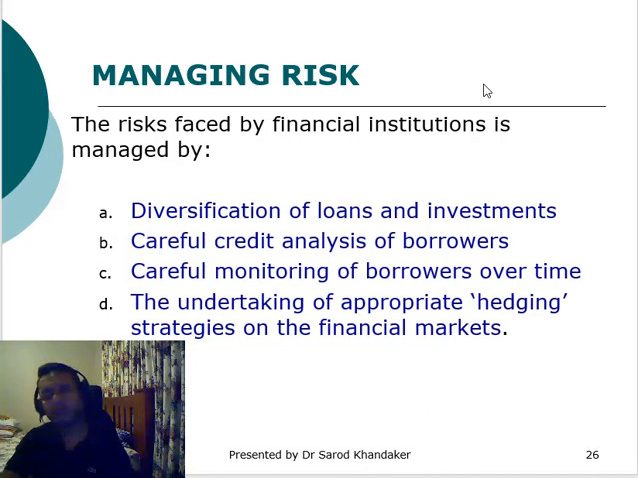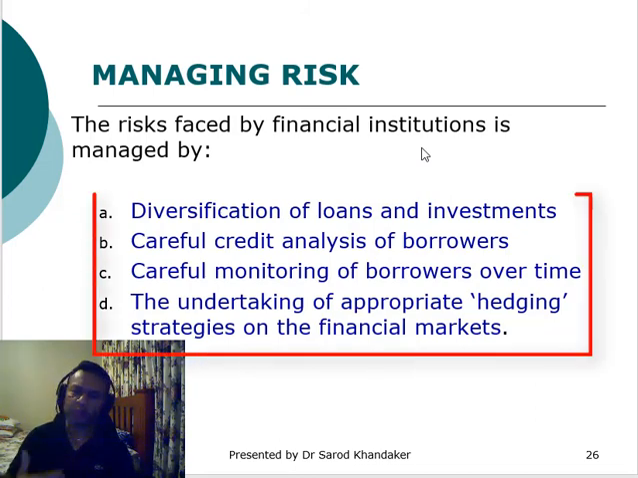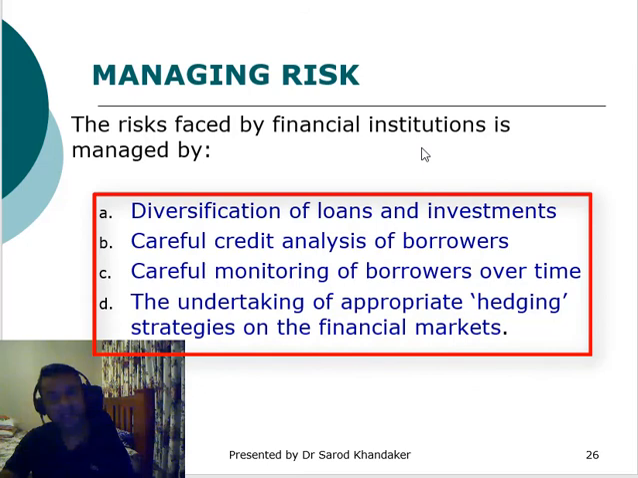So, the risk faced by financial institutions is managed in different ways. Number one is the diversification of loans and investment. Diversification is always an important factor for the financial institution, so they need to make sure their portfolios and investment loans are diversified. Number two is the careful credit analysis of the borrower. When they give the loan, they need to make sure that the borrower has a good credit rating.